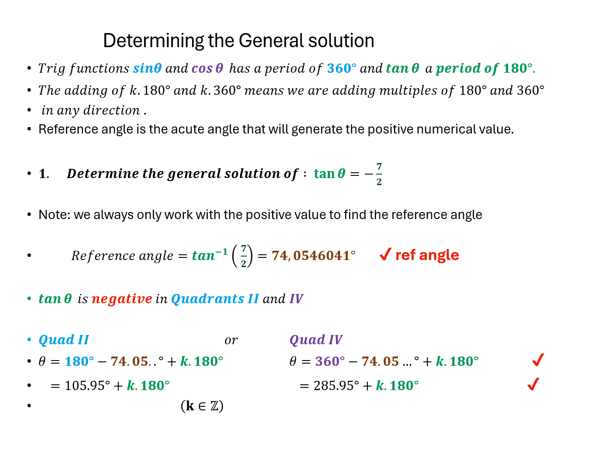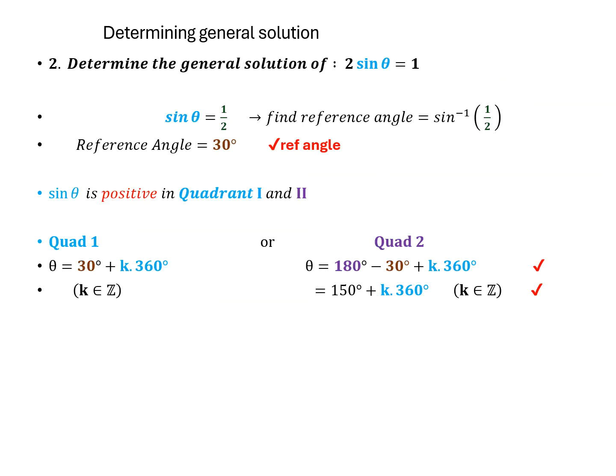Alright, now let's look at the second variation, how we give this to you. Determine the general solution of 2 sine theta equal 1. So now we put the coefficient in front of sine. I have to make sine the subject of the formula, so I have to get rid of the 2. This means 2 times sine. So to get rid of multiplication, I'm going to use division. So sine theta then equal 1 over 2.